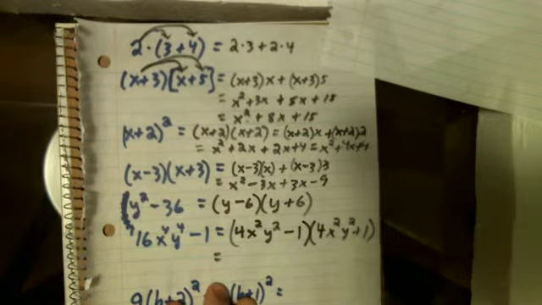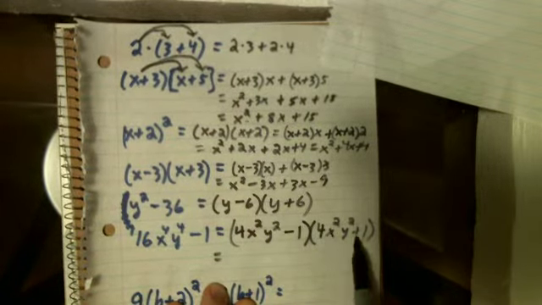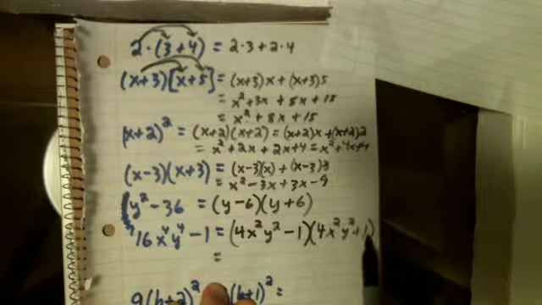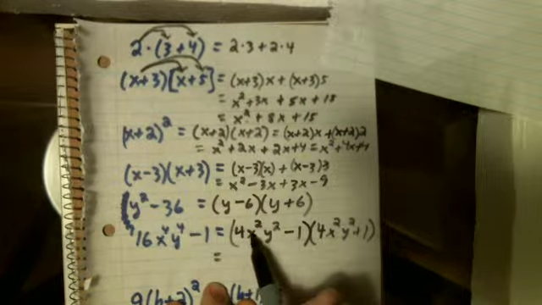But I'm not quite done yet. The reason is I can't factor this one anymore. 4x squared y squared plus 1, that's about as good as it can get. But this one, if you look, I have another difference of squares.